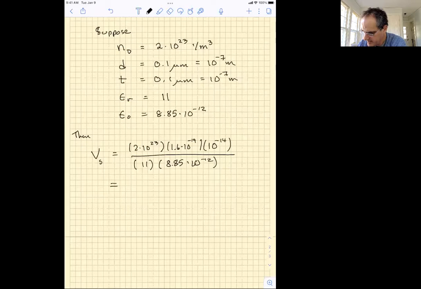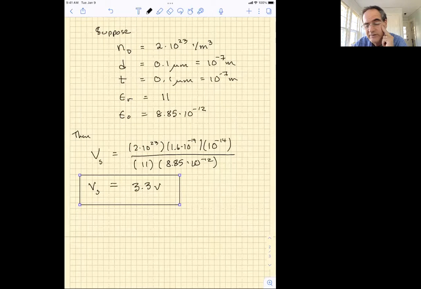Okay, did you get it? So what you should find is that the voltage in this case is about 3.3 volts. So by using a transistor with perfectly reasonable parameters, we can get a perfectly reasonable switching voltage of a couple of volts, okay? Of course, we shouldn't take this problem too seriously. It's a very simplified model, but still, it gives you an idea of how this works. All right, let's stop here.